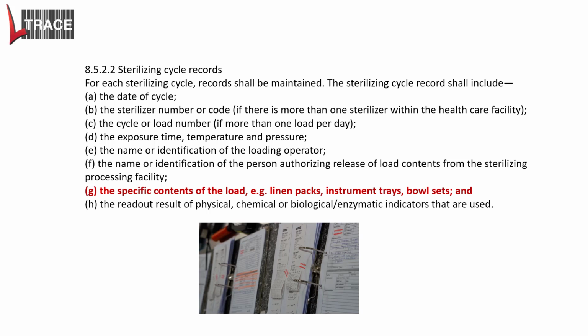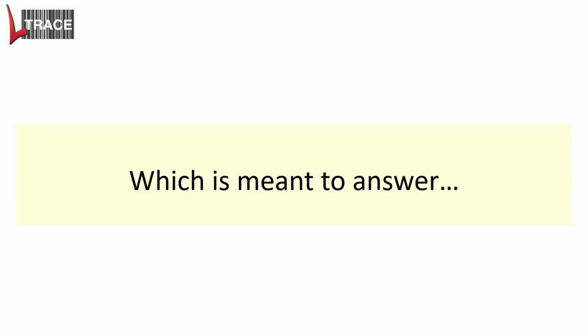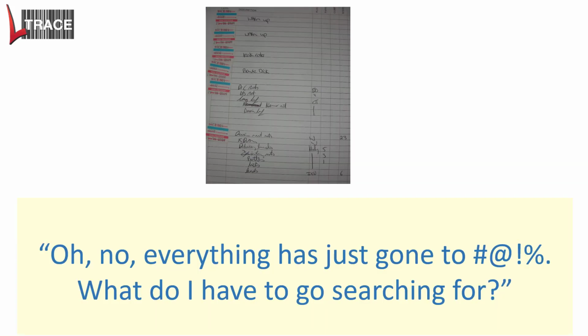And so the reason why this clause is in the standards is because it's meant to answer one question and one question only, which is, oh no, everything's just gone to pot. Where do I have to go to find these items? And so hopefully by vaguely knowing what those items are, you know where to go searching for it. The only problem is you've got no idea whether or not they're still on the shelves, whether or not they're in a theatre, or if they've been used on a patient.